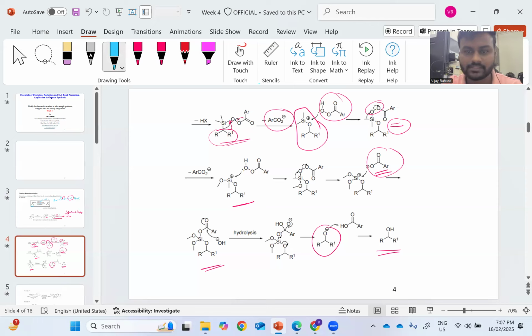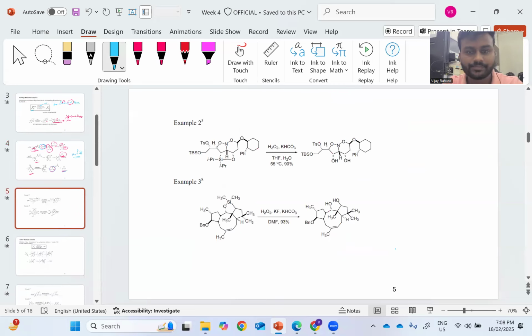So let's say in this case you can see this anion, that is Ar-C double bond O negative. It attacks on the silicon. So we add the excess of peracid, and the in situ formed anion helps in the final cleavage of the attack on the silicon, followed by hydrolysis. On hydrolysis we get the enolate, which on protonation gives us the alcohol. So that is several steps involved in this reaction.